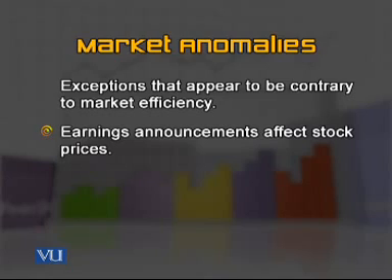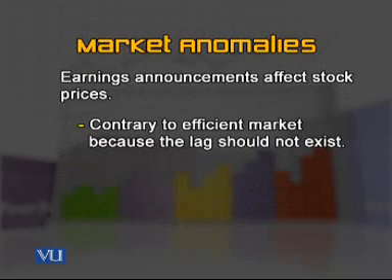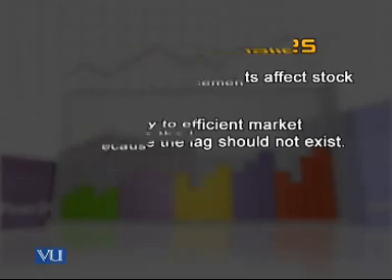Earnings announcements that affect stock prices. Adjustments occur before announcements, but significant amounts afterwards. Contrary to efficient markets, because the lag should not exist. You made an investment, the announcement has come, but before that happens, the prices have already adjusted. That does not do well for the efficient market hypothesis because, contrary to efficient markets, there is going to be a lag. Stock market prices are going to incorporate the information prior to it actually coming, and there's going to be a lag when the information actually becomes public.